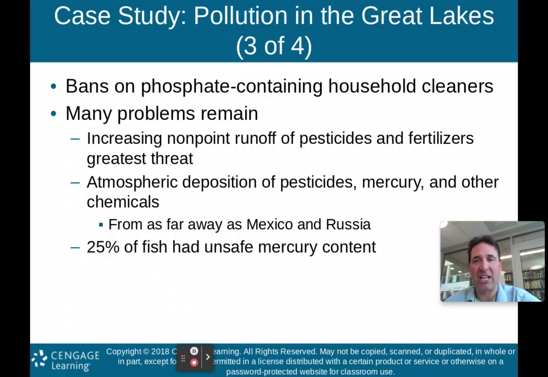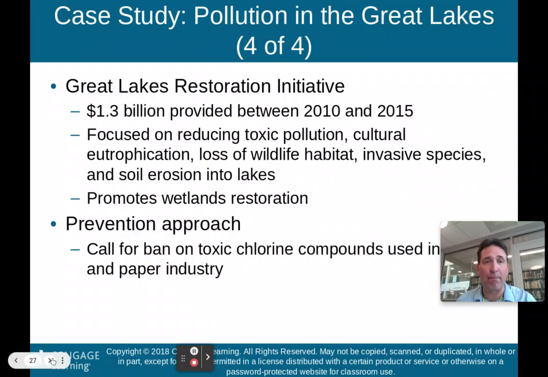Atmospheric deposition of pesticides, mercury, and other chemicals from as far away as Mexico and Russia. What does that mean? Well, these pesticides, mercury, and other chemicals are picked up with the wind and put into the atmosphere. Then the jet stream carries those pollutants around the world, where they eventually come out of the sky and deposit in water somewhere else. So again, we're seeing chemicals and pesticides from as far away as Mexico and Russia ending up here in the United States. 25% of fish in the Great Lakes had unsafe mercury content at some point.